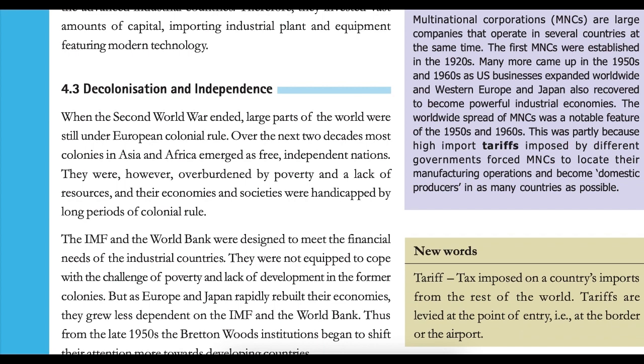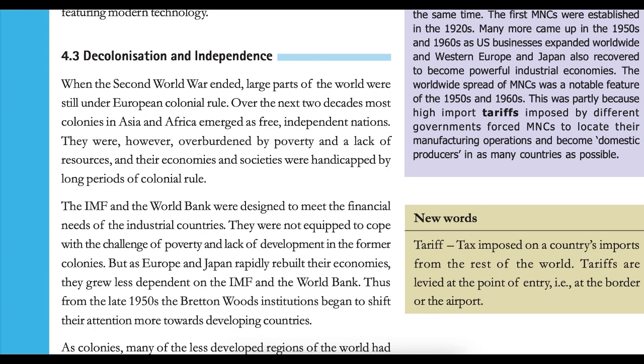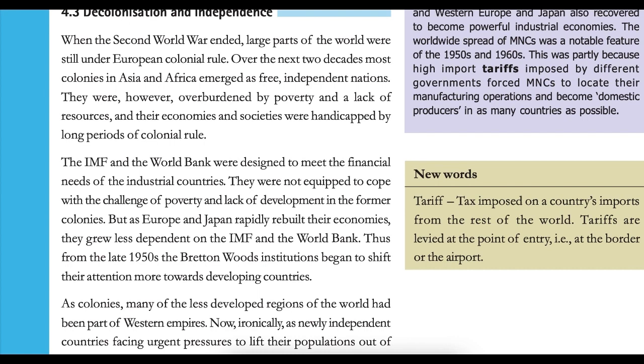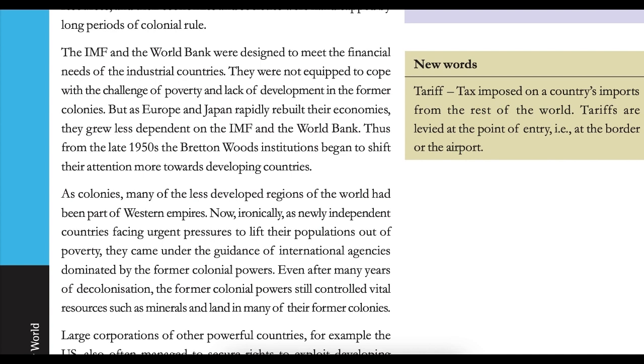Decolonization and independence. When the Second World War ended, a large part of the world was still under European colonial rule. Over the next two decades, most colonies in Asia and Africa emerged as free, independent nations. They were, however, overburdened by poverty and a lack of resources, and their economies and societies were handicapped by long periods of colonial rule. The IMF and the World Bank were designed to meet the financial needs of the industrial countries. They were not equipped to cope with the challenge of poverty and lack of development in the former colonies.